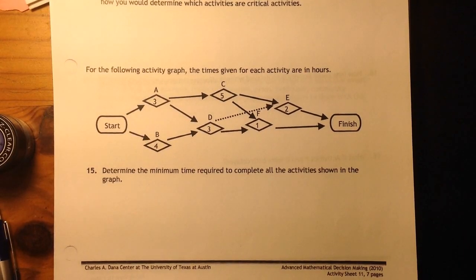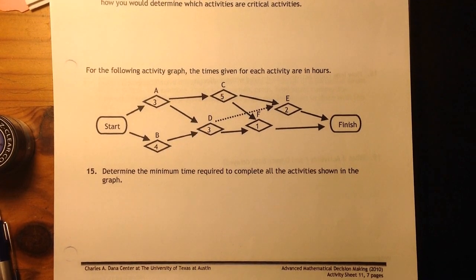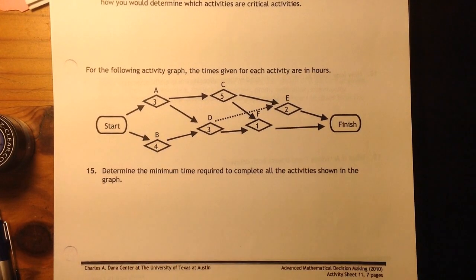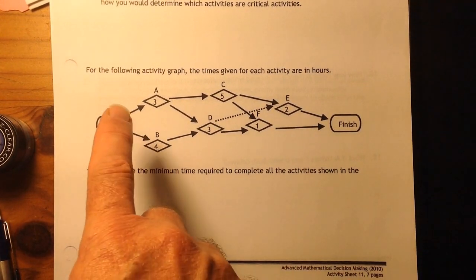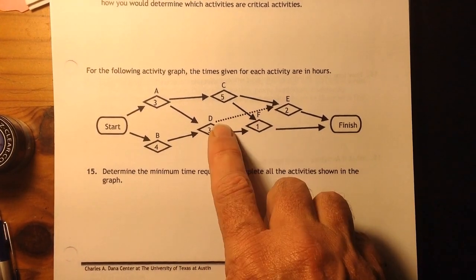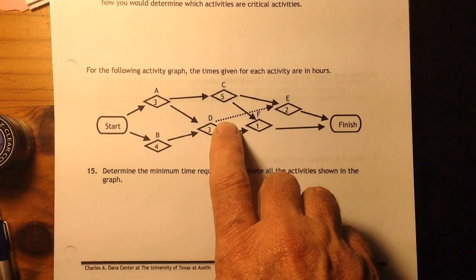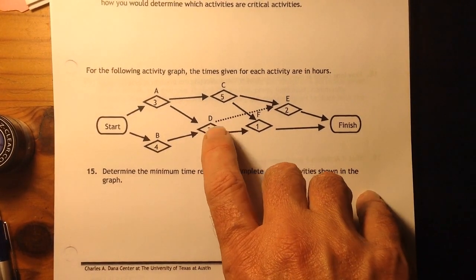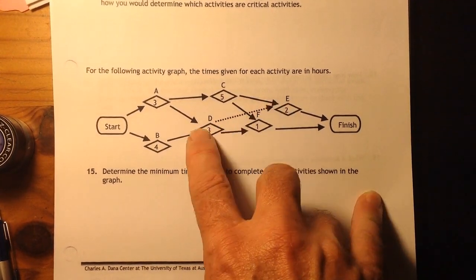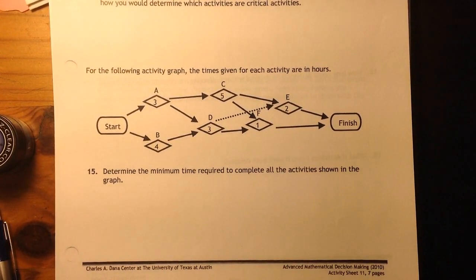Okay, so we're on day 2 of activity sheet 11, activity graphs. And here, before number 15, we've got an activity graph given to you. We've got A, B, C, D, E, F, so 6 activities here, part of that graph. You can see the different paths that it makes. The only reason this is a dashed line here is because it's crossing F, I believe. There's no other reason why. But D is not only preceding F, but D is also preceding E. So just be aware of that.